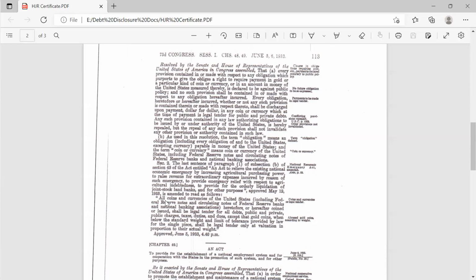Now, let me read this here. All coins and currency of the United States, including Federal Reserve notes and circulating notes of the Reserve Bank heretofore and hereafter issued, shall be legal tender for all debts, public and private. Below are standard weight and limit of tolerance provided by law for the single piece shall be legal tender only at valuation in proportion to their actual weight. So that was basically speaking about gold coins. That's the only real money, you guys.